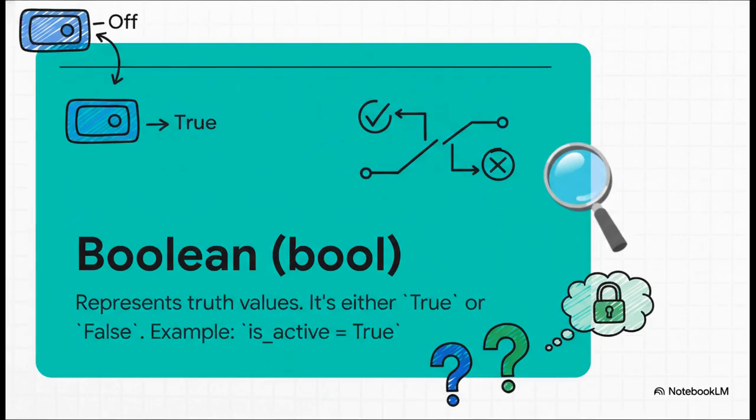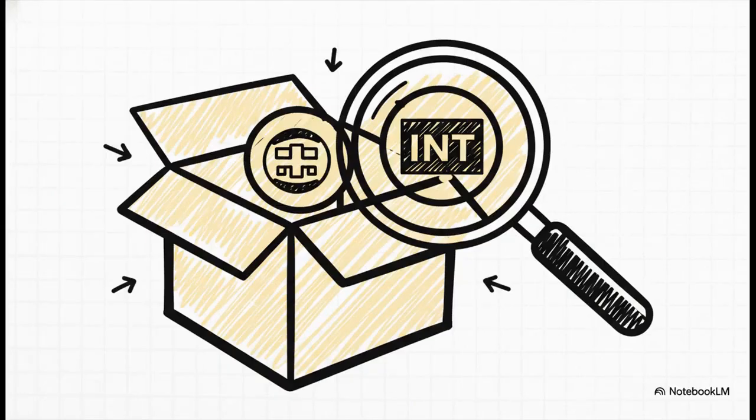It'll tell you exactly what you're dealing with. Okay, so we've got our different boxes with different kinds of items inside. But what happens when we try to make them interact with each other? This is where understanding these types becomes so important. Let's see what happens when we mix them up. This table shows it all perfectly.